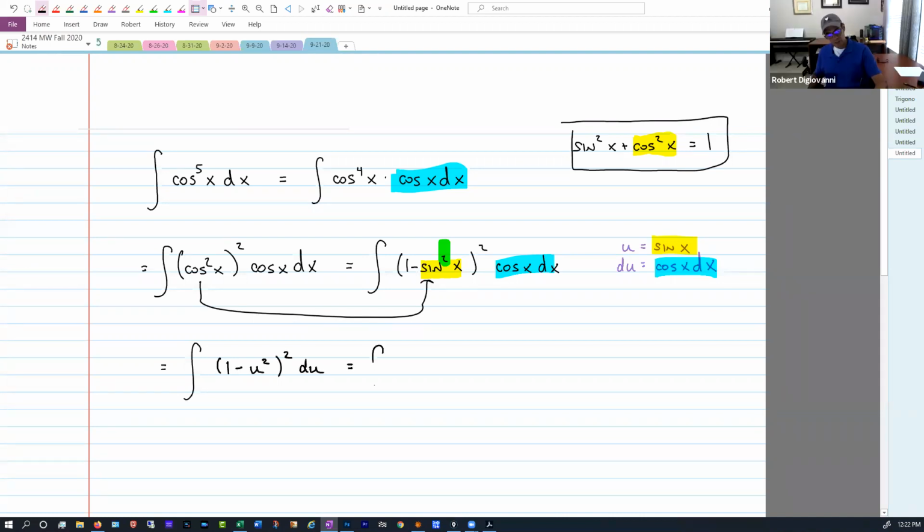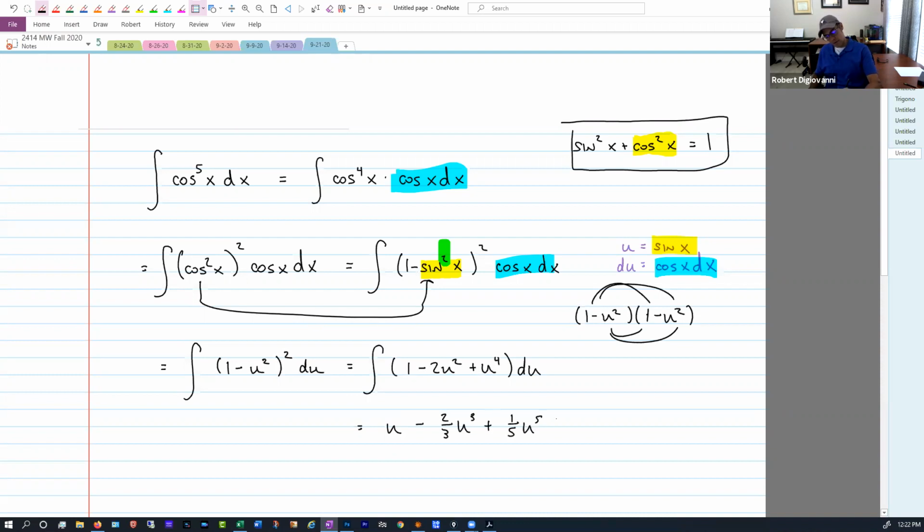Now this one, I'll actually expand, because 1 minus u squared times 1 minus u squared, I could do that on the side. That's what you would get if you took 1 minus u squared and multiplied it times itself. FOIL, like that. And then du. I'm gonna go fast now. u minus 2/3 u cubed plus 1/5 u to the 5th plus a constant. I'm just doing the power rule on each one, and then I replace u with what it was, which was sine.